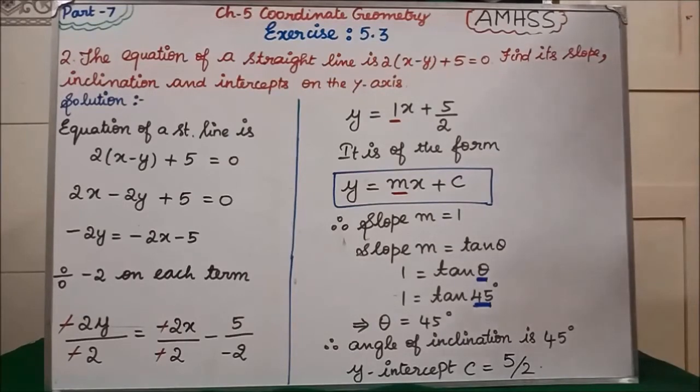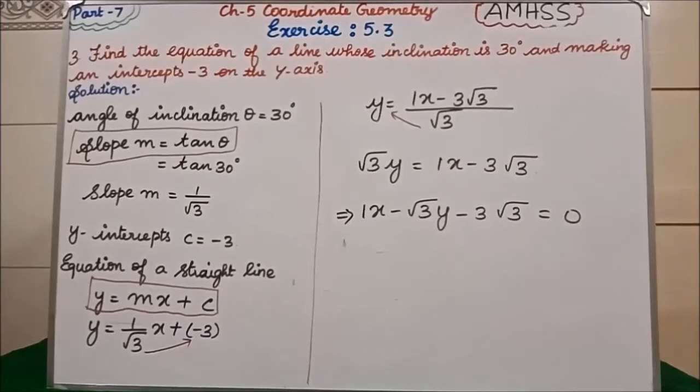Okay. Now we'll see the next, third question. This is the third question in exercise 5.3. See the question. Find the equation of a line whose inclination is 30 degree and making an intercept of -3 on the y-axis. What have they given in the question? They have given inclination is 30 degree, which means theta is 30 degree, and making an intercept of -3 on the y-axis. Same as the second question. Intercept on the y-axis means what do we have to take? C is equal to -3 we have to take.